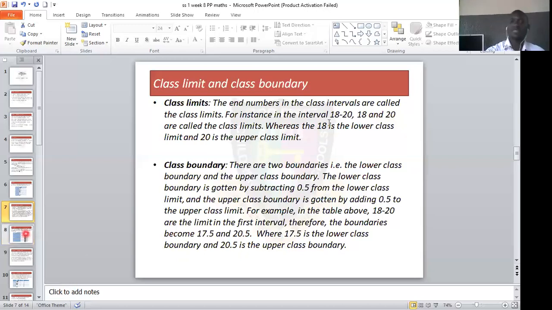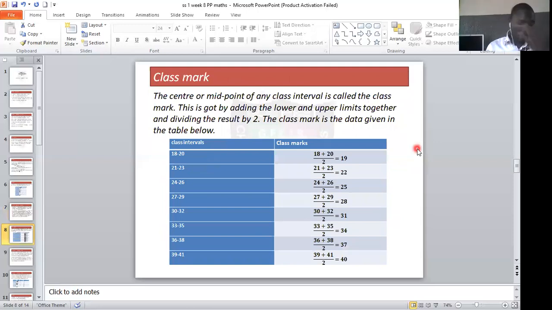So we look at the class mark. Class mark is another parameter, which is the midpoint. It's more or less like the median. We can also call it the median, but we call it class mark in group data. You add the upper class limit plus the lower class limit divided by 2 to give you the midpoint. Look at the first class interval here. 18 is the lower class limit and 20 the upper class limit. 18 plus 20 divided by 2 gives you the class mark, which is 19, the midpoint.